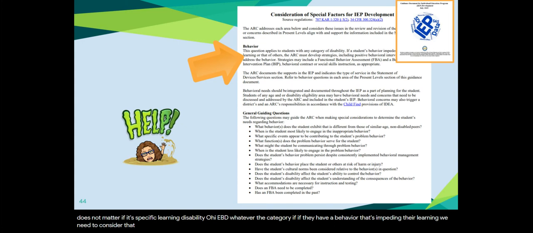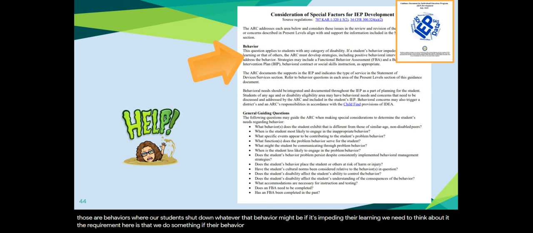Then there's a whole series of guiding questions that we should use to think about what is impacting this student. Do they have some behaviors that are different than their same age peers? It does not matter if those behaviors are acting out behaviors or behaviors where our students shut down. Whatever that behavior might be, if it's impeding their learning, we need to think about it. The requirement here is that we do something if their behavior is impeding their learning.